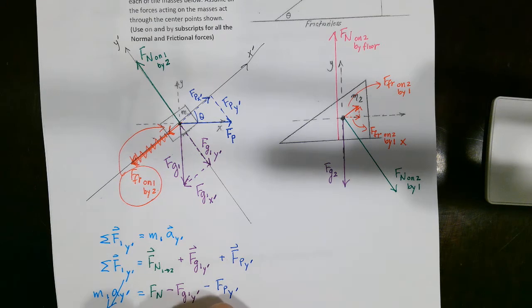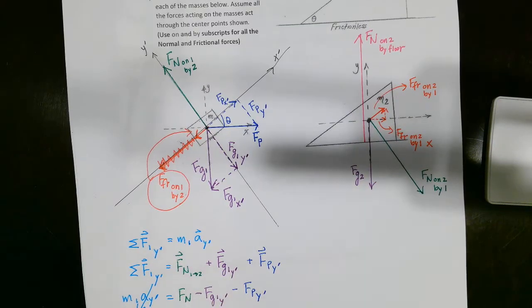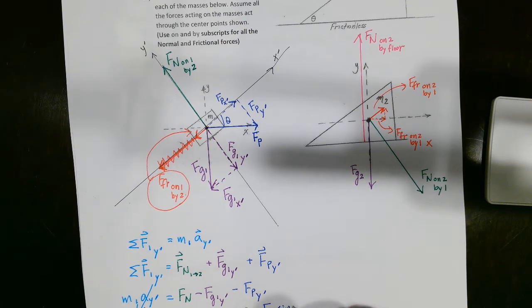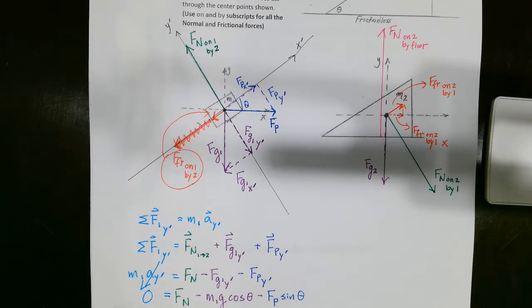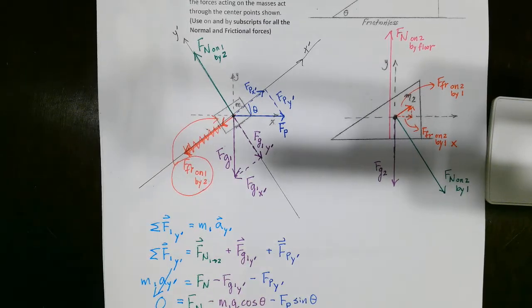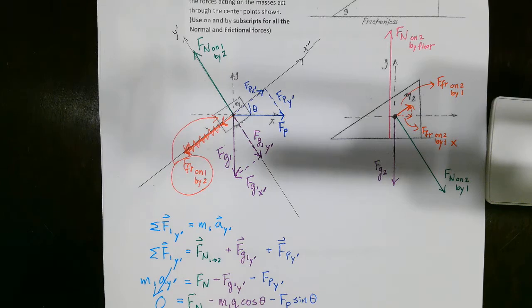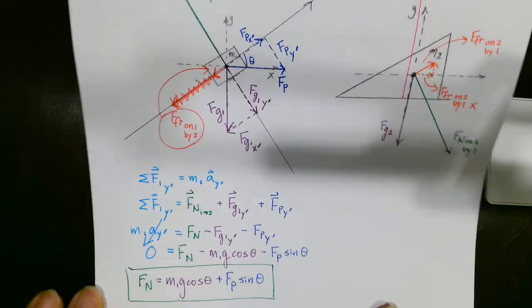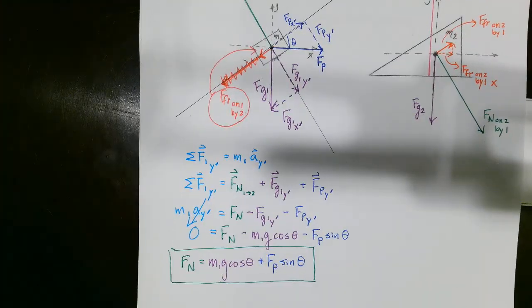So 0 is equal to F normal minus M1 G cosine of theta minus FP sine of theta. So you can calculate your normal force as M1 G cosine theta plus FP sine theta as your normal force. All right, running out of room. You need that normal force to calculate your friction.